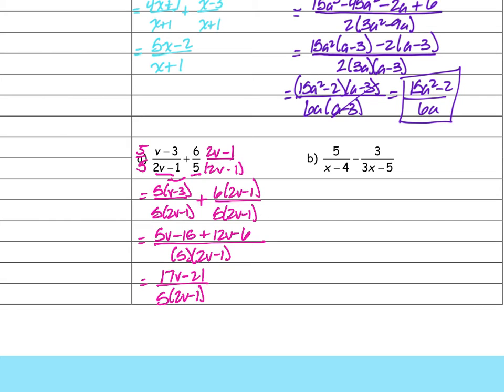So you just have to ask yourself, what does this denominator have that the other one doesn't? And what does this one have that this one doesn't? And I'm going to multiply both the denominator and the numerator by that. So this needs a 3x minus 5, and this one needs an x minus 4.